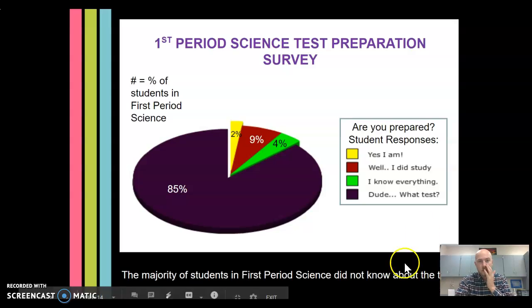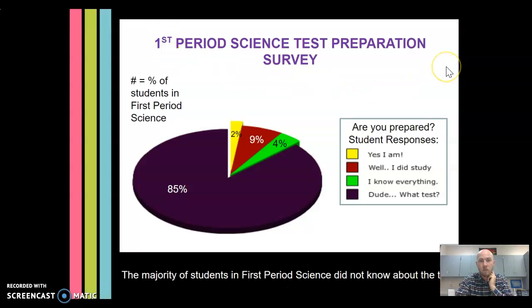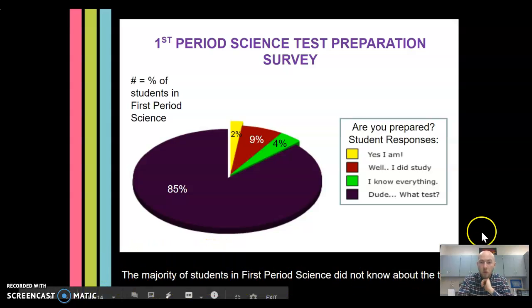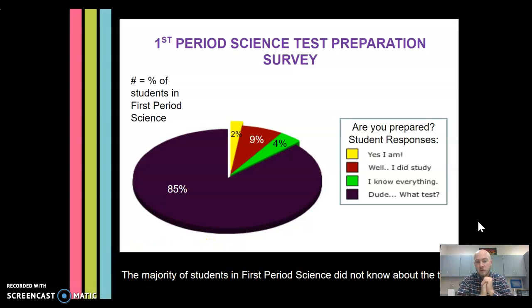Filled out, it might look like this. Notice this is a pie chart. And the pie chart has a title telling us what it's about: First period science test preparation survey. That's what the data is showing us. Notice how we have a key because there are colors, and the key is telling us what those colors represent. And we also have the conclusion at the bottom. The conclusion in this graph is the majority of students in first period science did not know about the test.